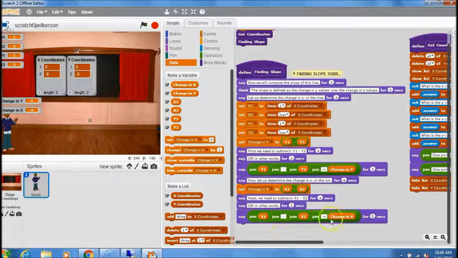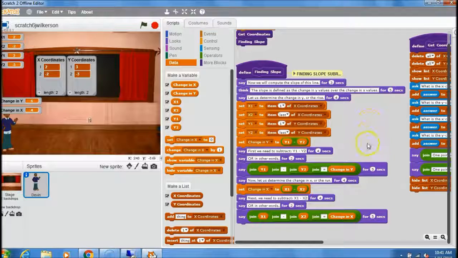So we've gathered our data, we've gathered our point coordinates. We're using those point coordinates in the list to establish variables, define variables, and compute what we need for the slope, the change in y over the change in x. Now we just need it to report that. It's got the change in y and it's got the change in x. So let's have it talk about that.